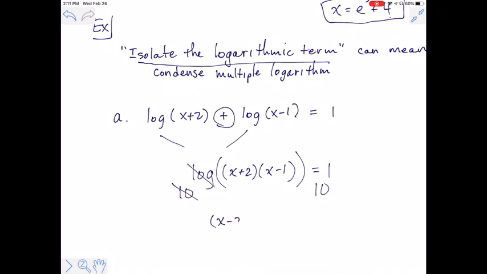I'm going to have x plus 2 times x minus 1 is equal to 10 to the first power, which is 10.